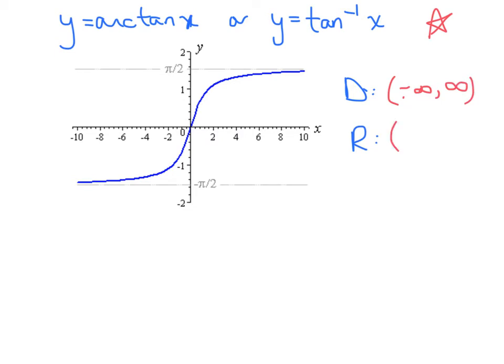And our range this time is not inclusive. It is from negative pi over 2 to pi over 2, but because of those horizontal asymptotes, we are using parentheses to enclose that, not brackets. Because, of course, we will never reach a height of pi over 2 or negative pi over 2. Okay, so let's just evaluate a couple of these.